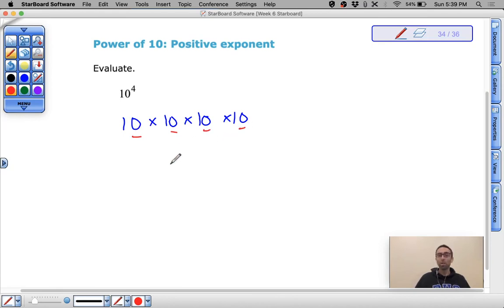So what I can do is write down my 1 to begin with, and then I have 4 zeros. 1, 2, 3, 4. And my answer, if I put a comma in there, is going to be 10,000. So again, all you have to do here is write down that 1, and then you're going to have 4 of those zeros.